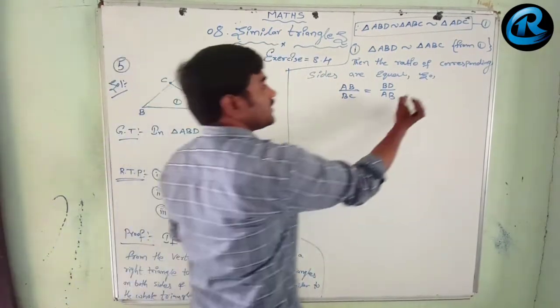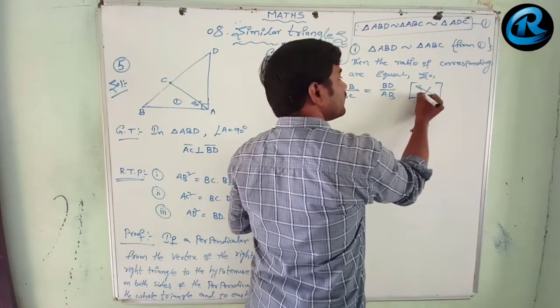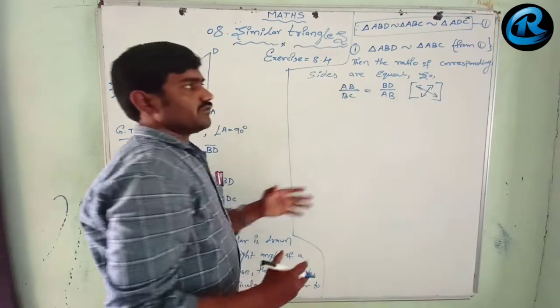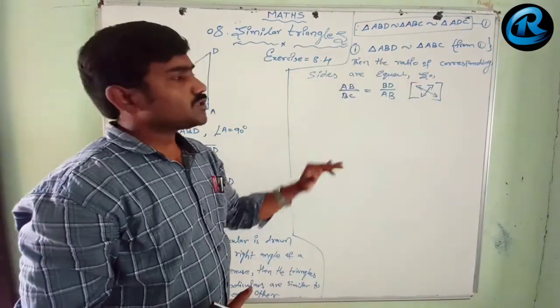Then it is simple, by doing cross multiplication. These two are the required things. We need only two, so I am writing only two. We don't need another one. If you write the third corresponding side also, that will be neglected in the next step, so there is no need to write it.